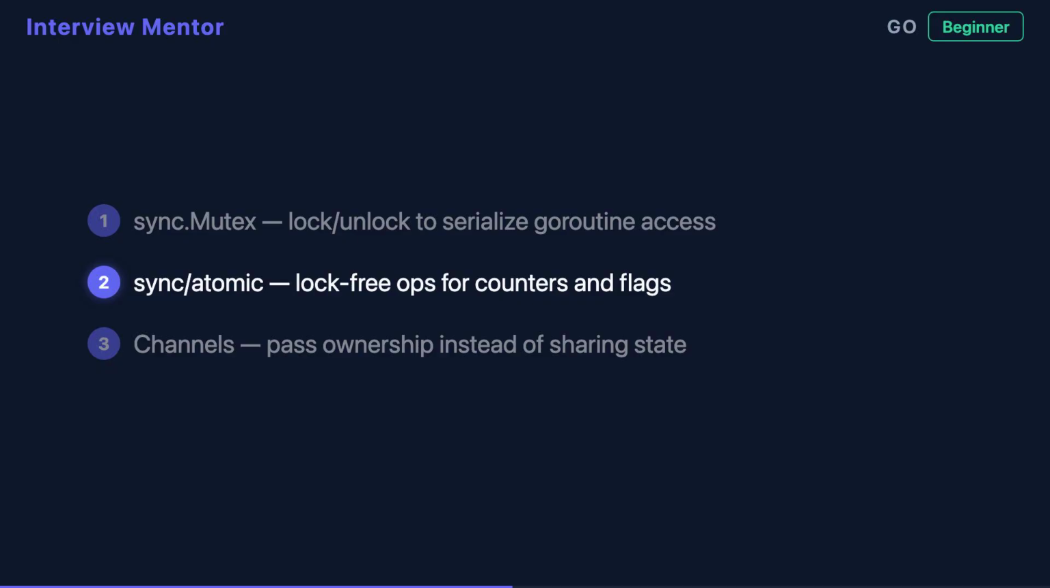No mutex needed. Third, the idiomatic Go approach is to avoid sharing state at all. Use channels to pass ownership of data between coroutines. Don't communicate by sharing memory, share memory by communicating.